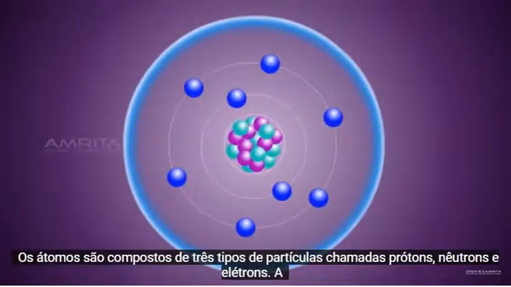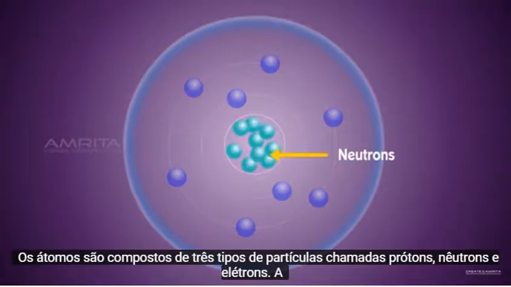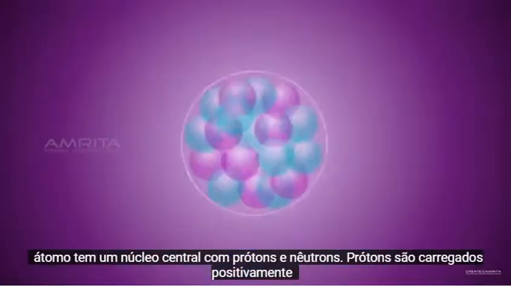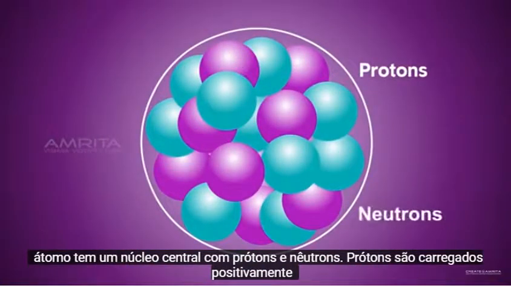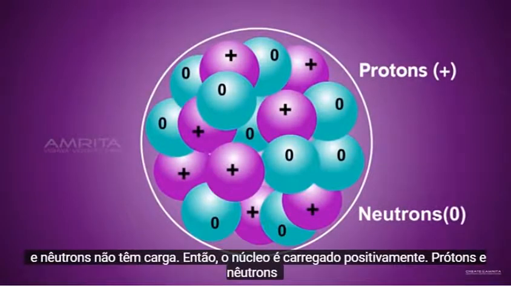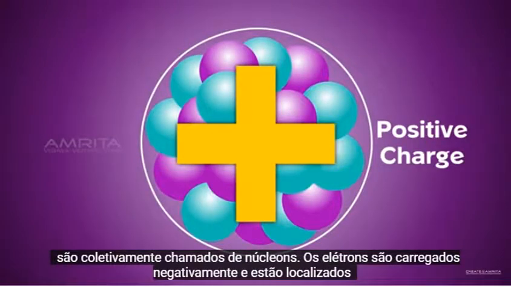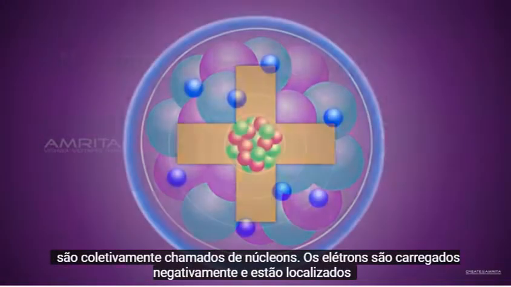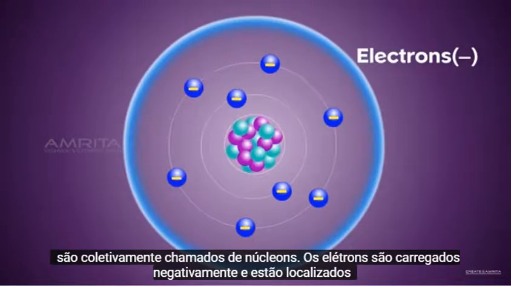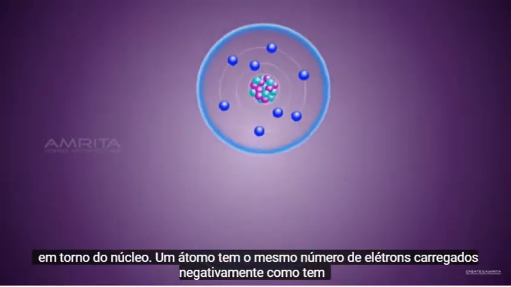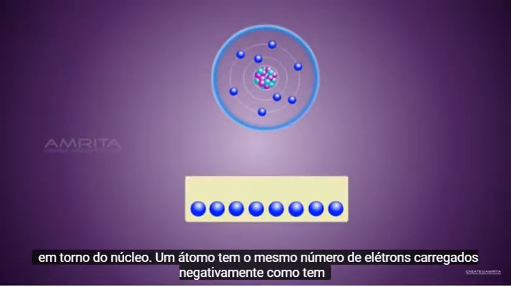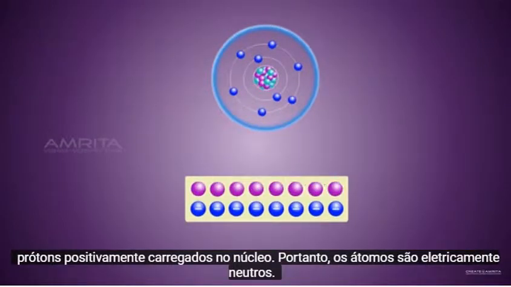Atoms are made up of three types of particles called protons, neutrons and electrons. An atom has a central nucleus with protons and neutrons in it. Protons are positively charged and neutrons have no charge, so the nucleus is positively charged. Protons and neutrons are collectively called nucleons. Electrons are negatively charged and are located around the nucleus. An atom has the same number of negatively charged electrons as it has positively charged protons in the nucleus. Therefore, atoms are electrically neutral.